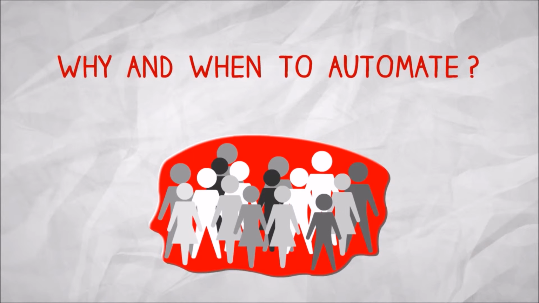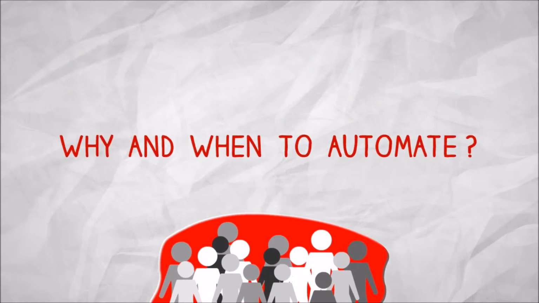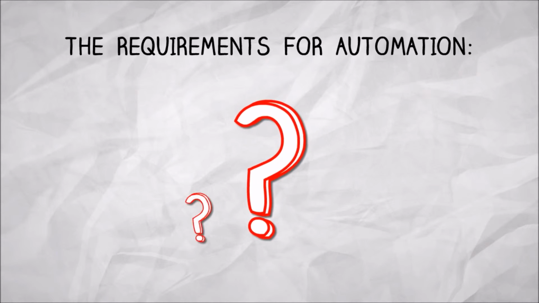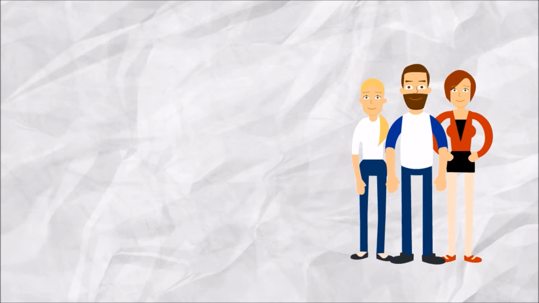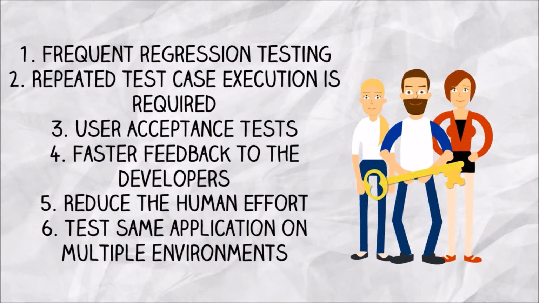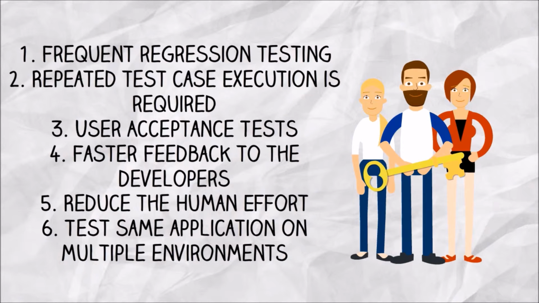Why and when to automate? The requirements for automation will determine why and when to automate. Requirements are frequent regression testing. When you have frequent builds that are being obtained and we have to ensure that the new build has not impacted the old build, the regression testing needs to be carried out frequently in this case. So that is when you use automation to check that the new build has not impacted the old code changes over here.